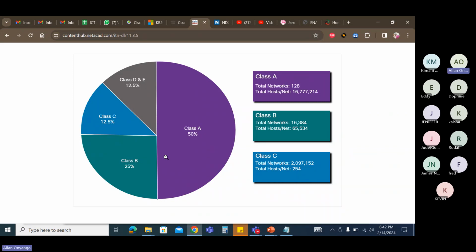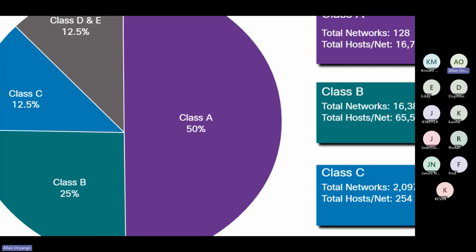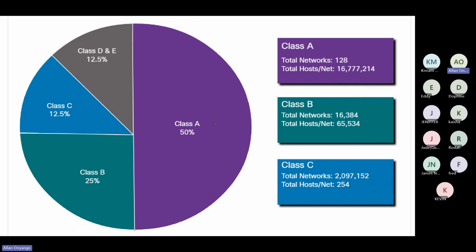These are the classes: class A, B, C, D. Now, check out. Class A, I can zoom it if I want to. Yes, that's a bit clear now. Let's start with class C. Class C has a total of how many host addresses? 254, isn't it? Yes, 254, which means if you are starting a small company and the company has 254 people or fewer, less than or equal to 254, you go to the ISP and you go for class C.